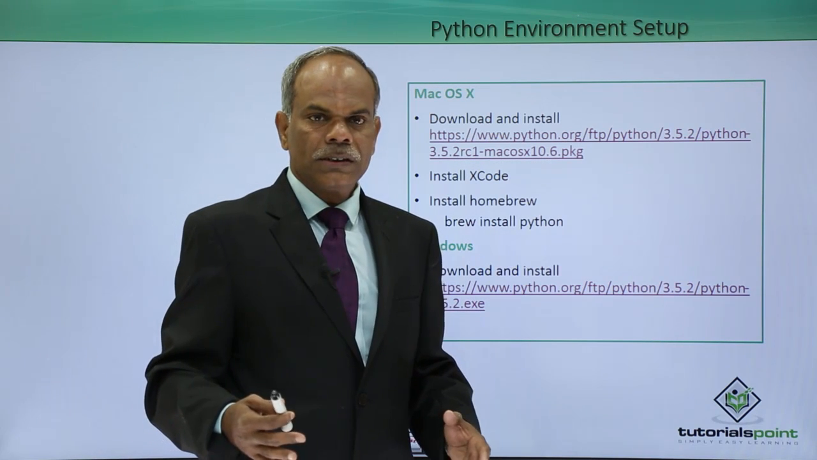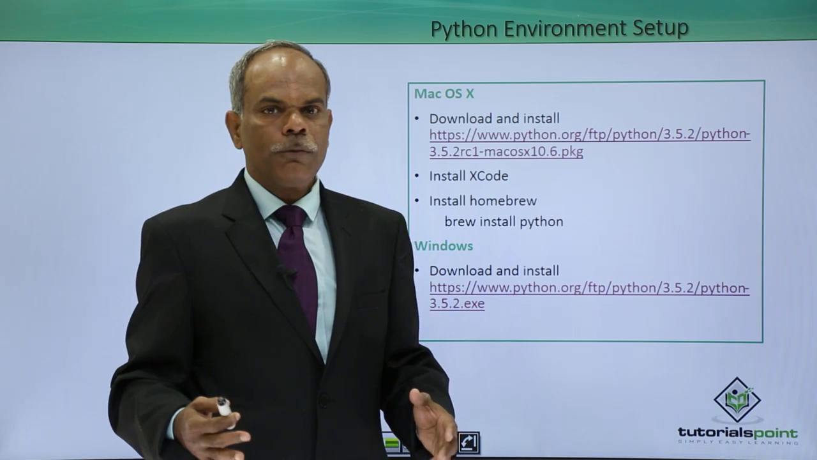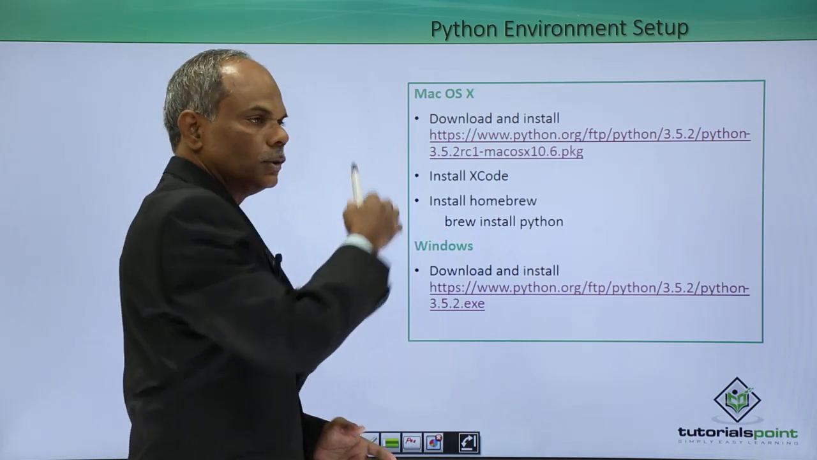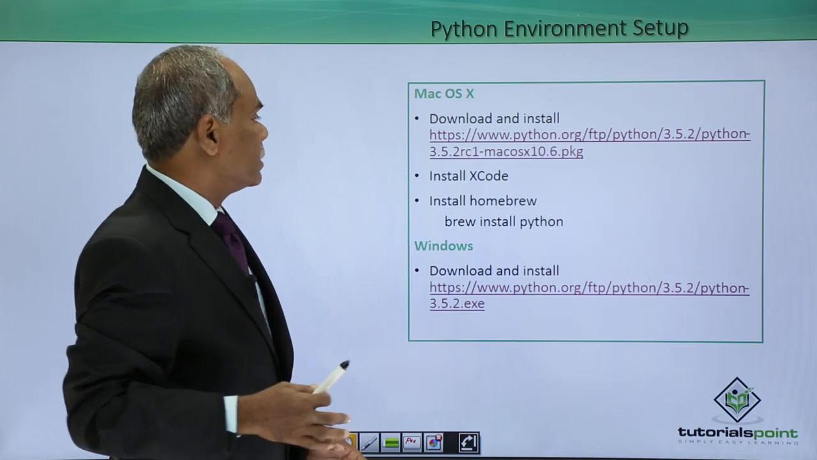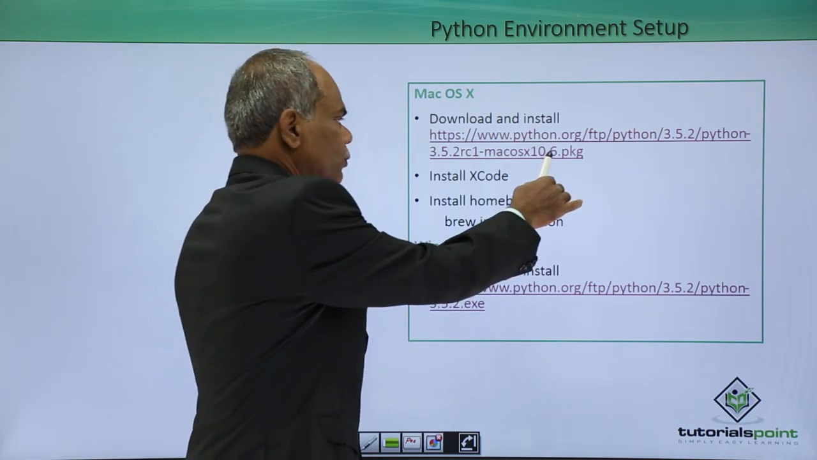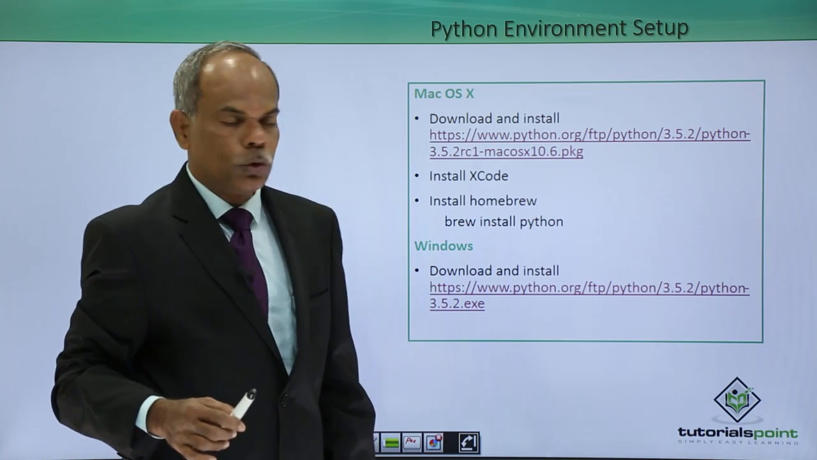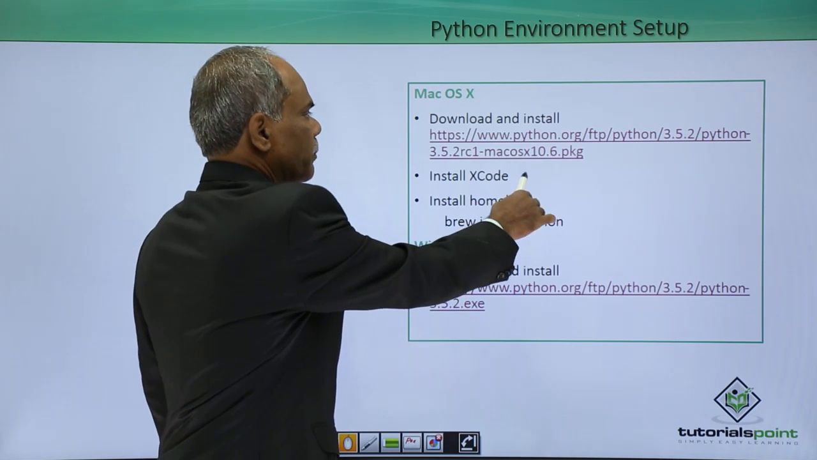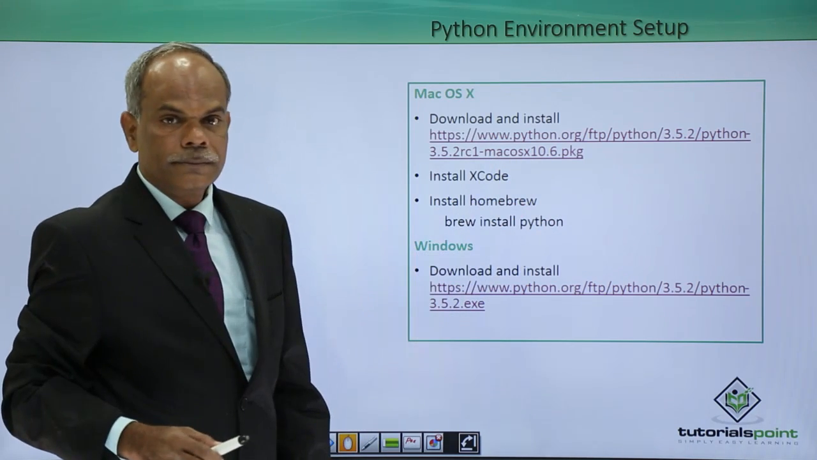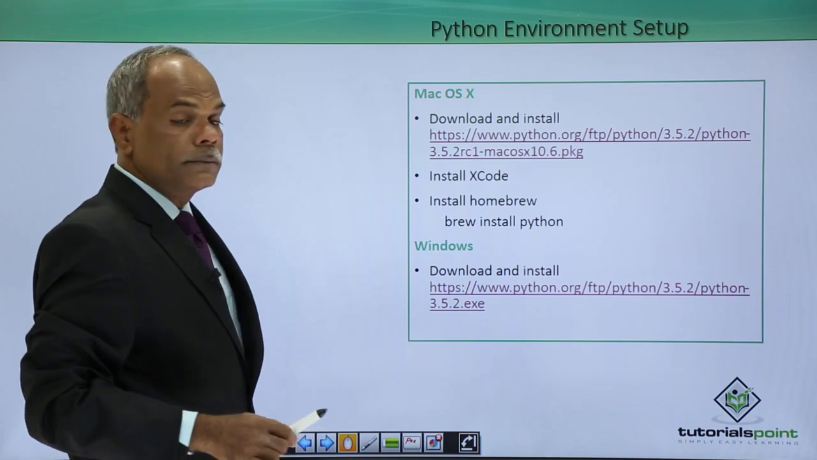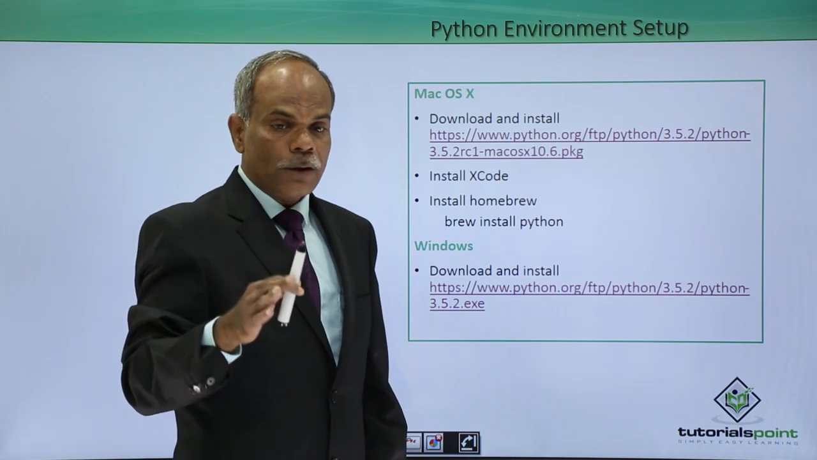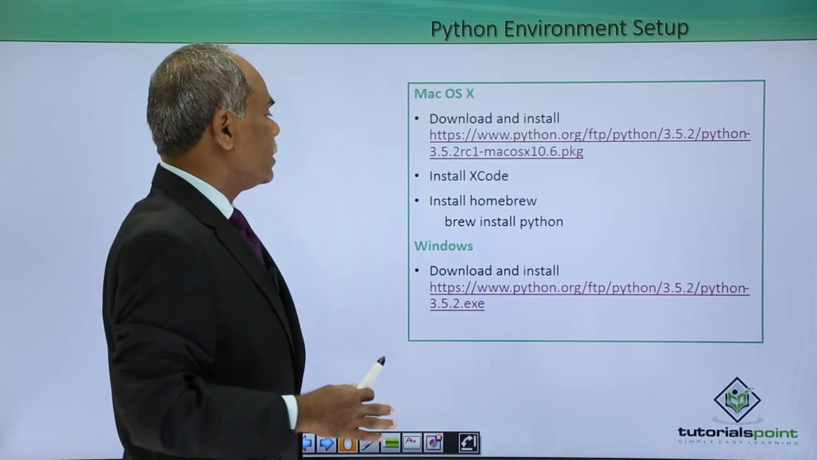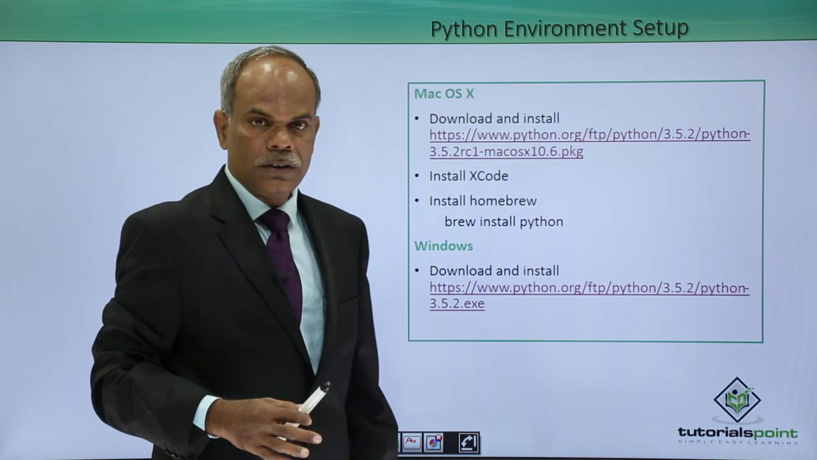Mac OS. Installation of Python on Mac OS operating system is using these following steps. First of all, you have to download the source from this link, macosx10.6.pkg. This is the file. Now, this Mac OS installation requires two of these packages. One is called Xcode.